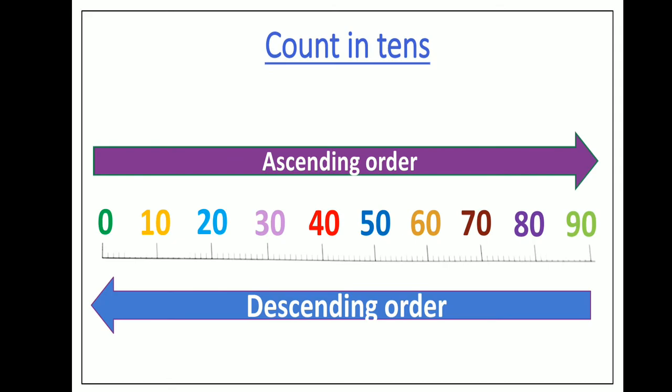Descending order means when we move backward, like decreasing order. For example, 90, 80, 70, 60, 50, 40, 30, 20, 10, 0. You can check the arrow sign.